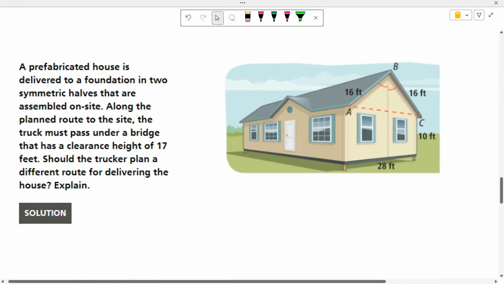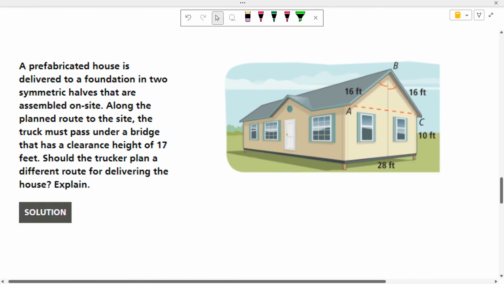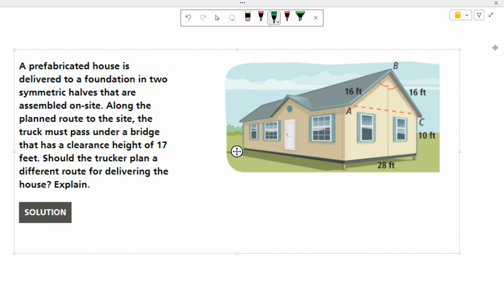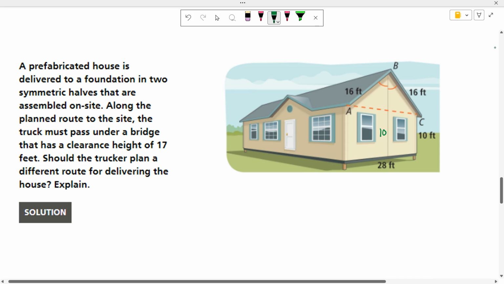So, a prefabricated house is delivered to a foundation in two symmetrical halves that are assembled on site. Along the planned route of the site, the truck must pass under a bridge that has a clearance height of 17 feet. Will this house make it under a 17-foot bridge? Well, we know this is 10 feet. This is 16 feet. This is 14 feet.